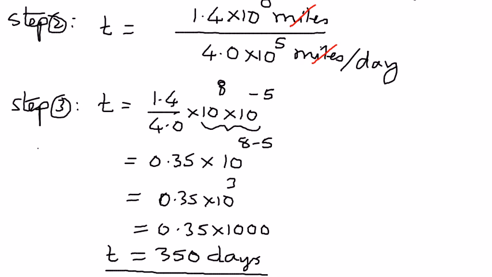So this example illustrates that we have very large numbers to work with, and we were able to express those very large numbers in scientific notation, use basic laws of physics, and figure out the amount of time a space shuttle takes to travel that particular distance.